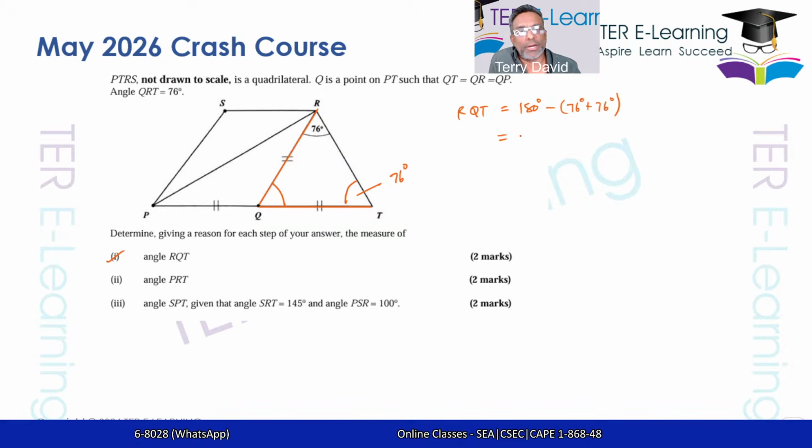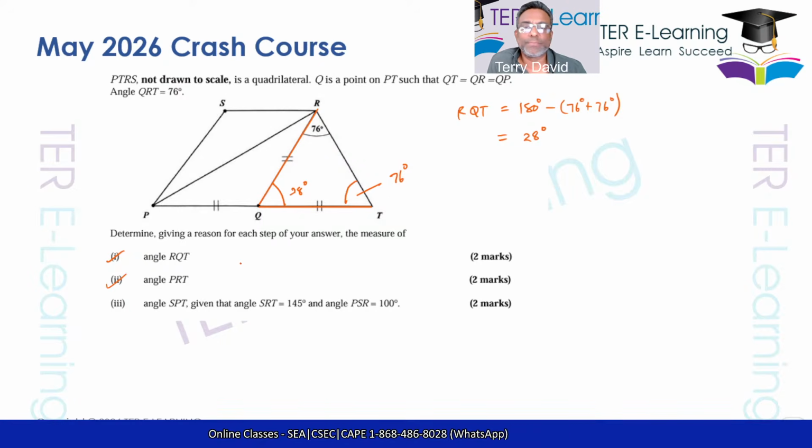So that's going to be RQT. So that's 180 minus, open bracket, 76 plus 76. You're going to get 28 degrees. Okay, so this angle here is 28 degrees. So that's part one. The second part, we want to calculate angle PRT, right?